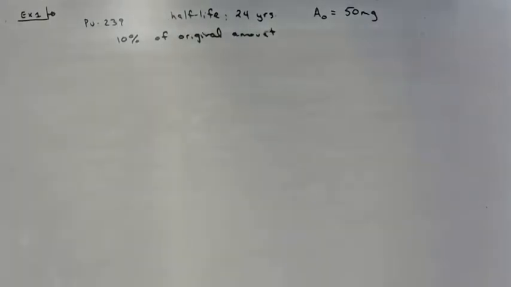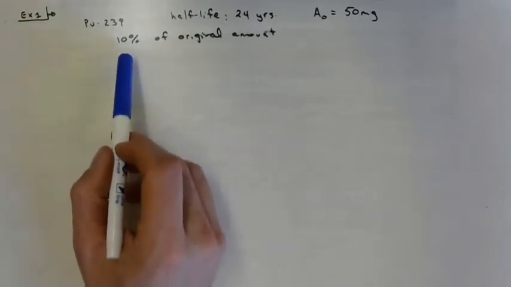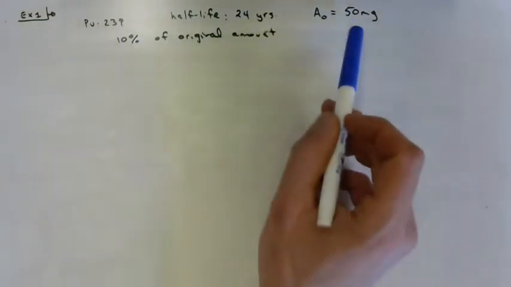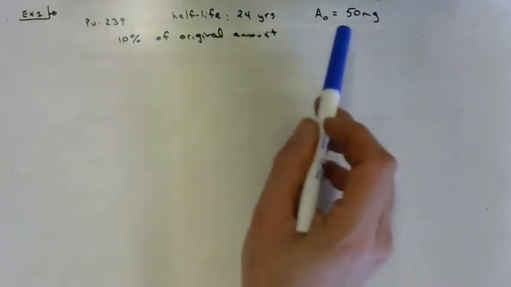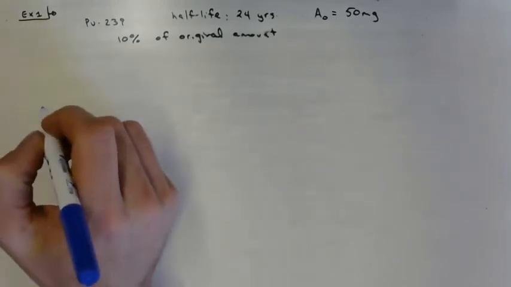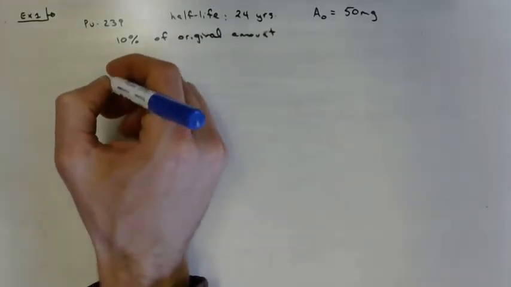So the first thing we need to do is write an equation. We need an equation for an exponential decay situation. And then we need to find out what amount we're actually going for, because 10% isn't an amount. 10% is a ratio, but we're starting with 50 milligrams, so we're going to find out what 10% of 50 milligrams is. Before we do that, we need an equation to talk about this.